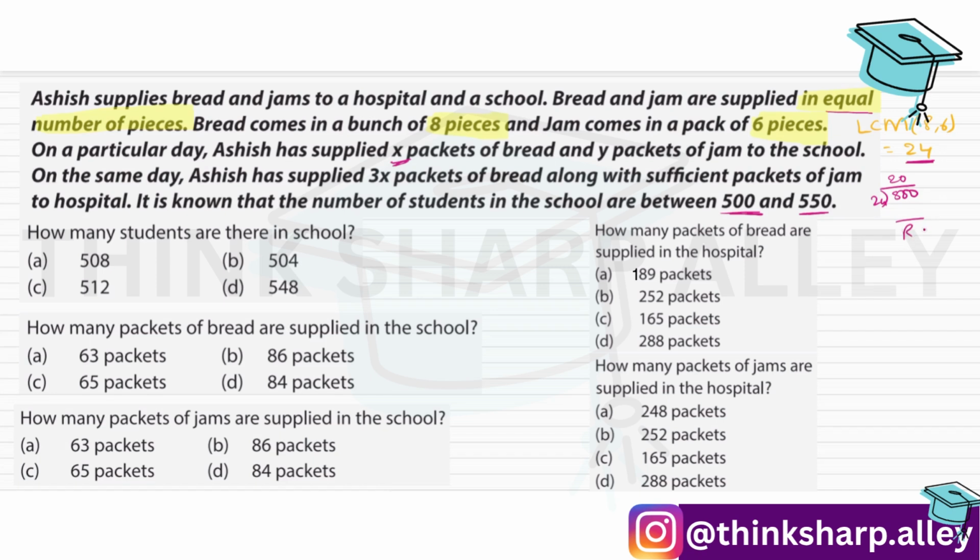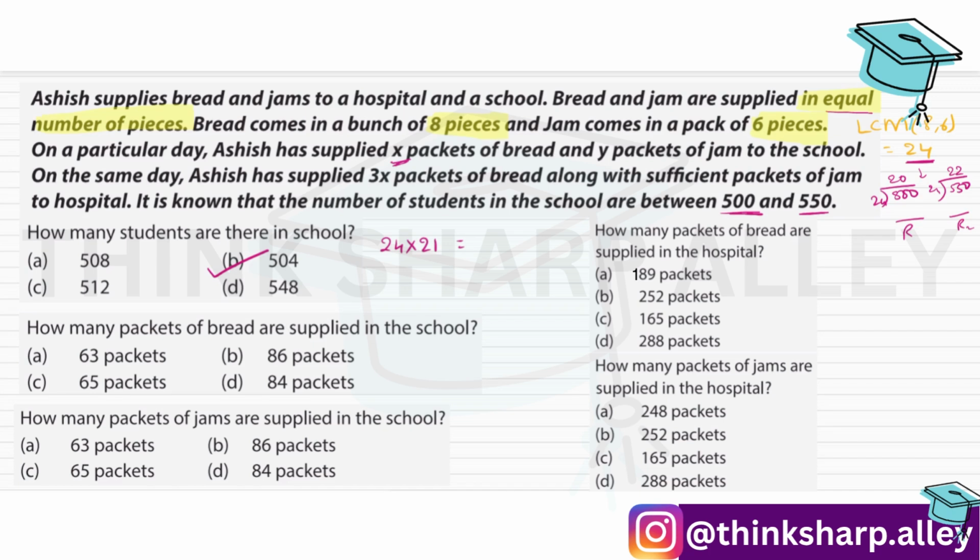Obviously, some remainder will be there, but I'm not bothered about the remainder. And if you divide 550 by 24, you will see you are getting 22 as the quotient and some other remainder will be there. Okay. So which means the only multiple which is between 500 and 550 is 24 into 21, which is equal to 504. So means there are 504 students in the school.